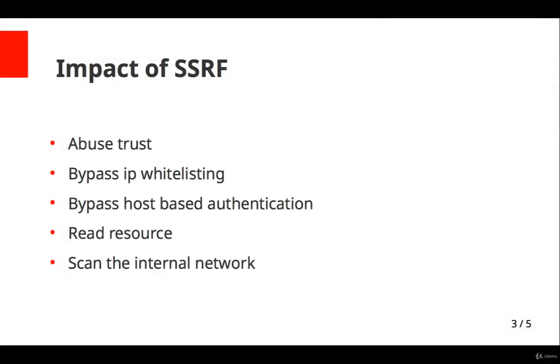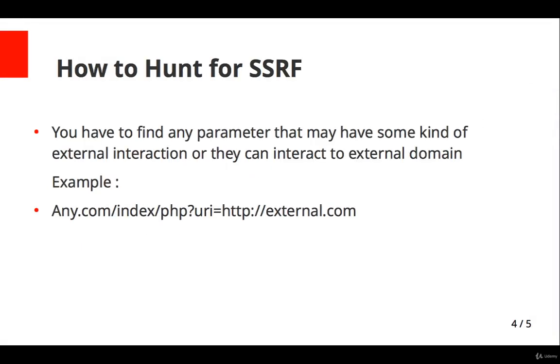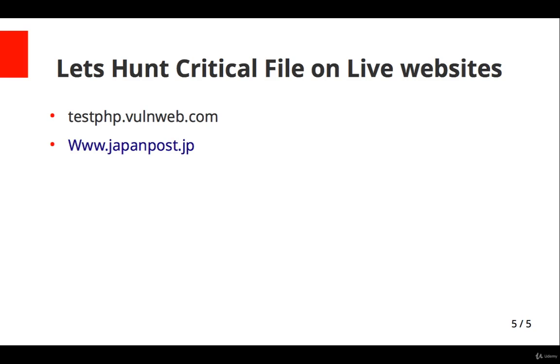I hope the background concept about SSRF is clear to you. We'll have a brief look at the findings, how to hunt for SSRF. You have to find any parameter that may have some kind of external interaction, or that can interact with an external domain. Like this, the example is any.com in a URI parameter, and if that parameter is interacting with an external domain, then there is an SSRF vulnerability. We'll see this hunting on the live website as well as lab websites later on.